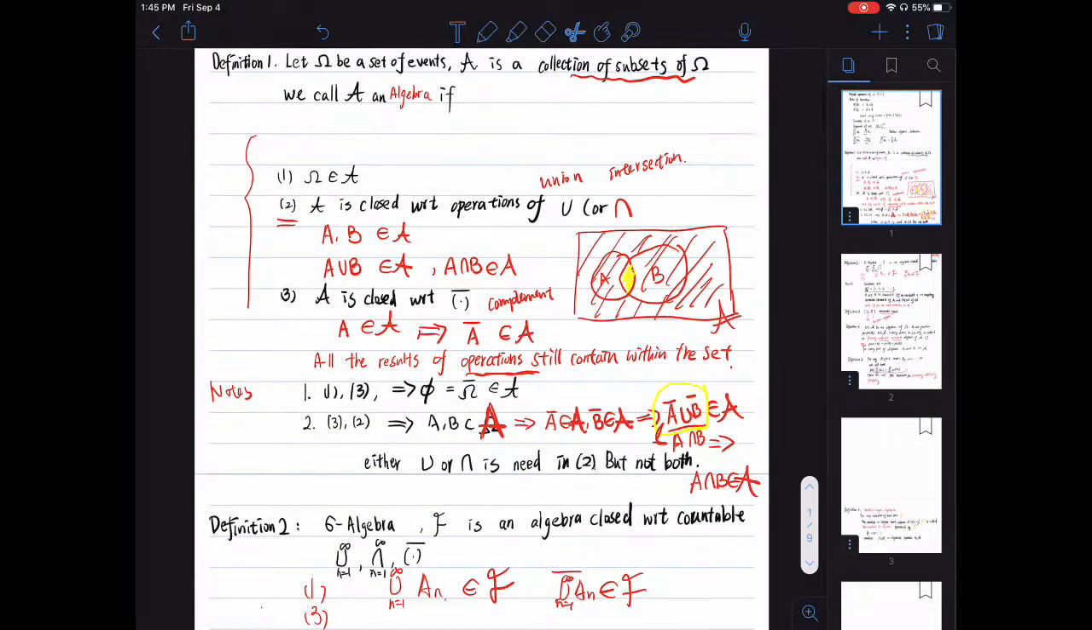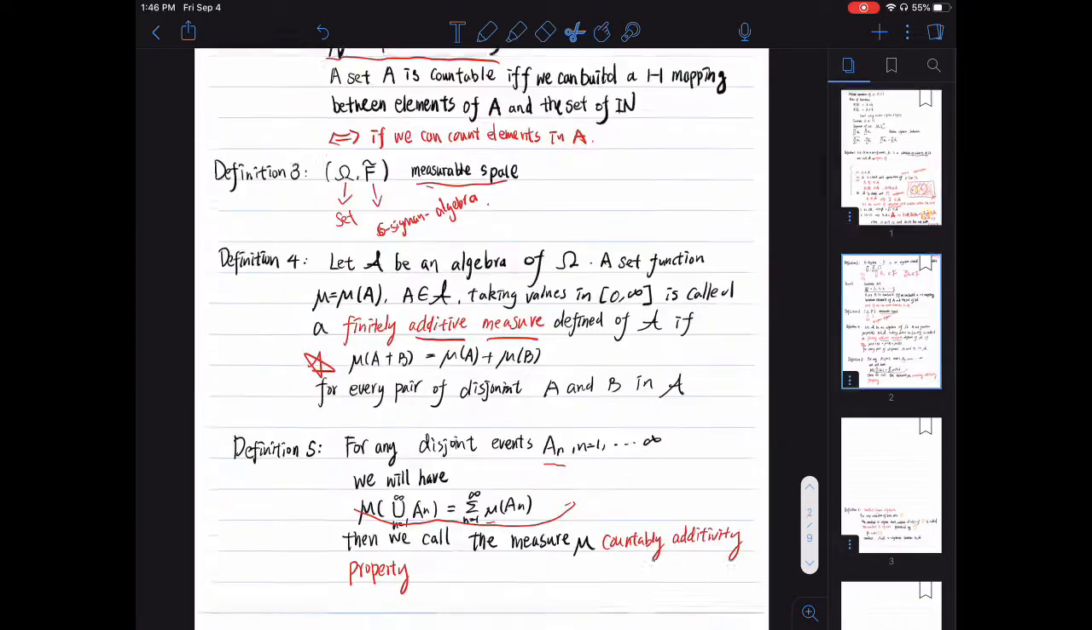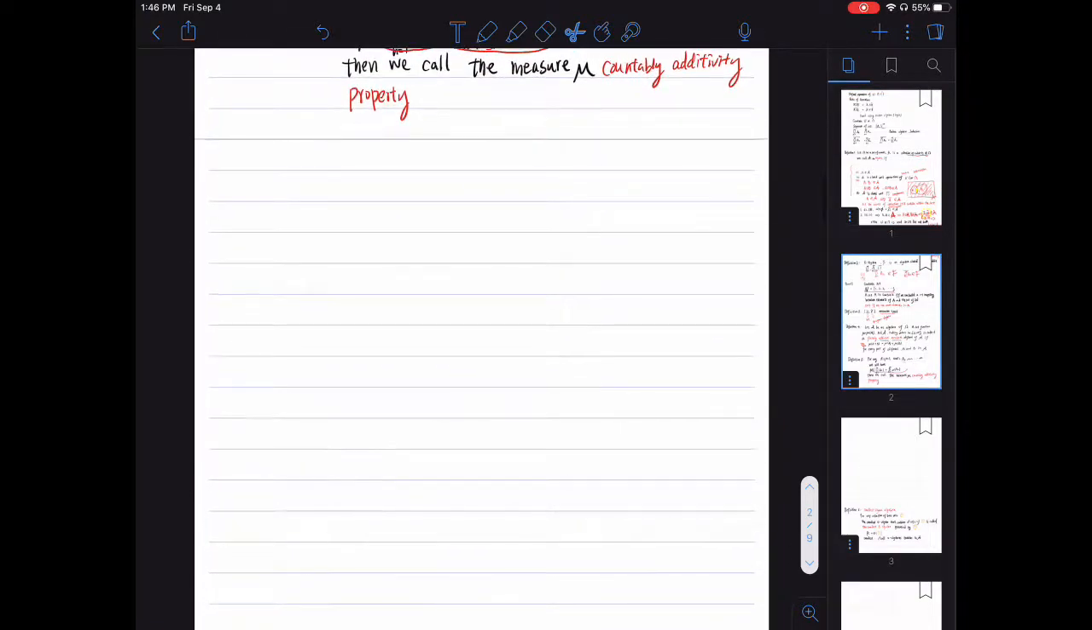The difference between algebra and sigma algebra is that when we define a sigma algebra, we require this collection of sets to be closed with respect to Boolean operations on countable sets. However, in an algebra, we only require the set to be closed with respect to Boolean operations on finite sets. Okay, so is sigma algebra unique? To answer that question, let's think about some examples of sigma algebra.